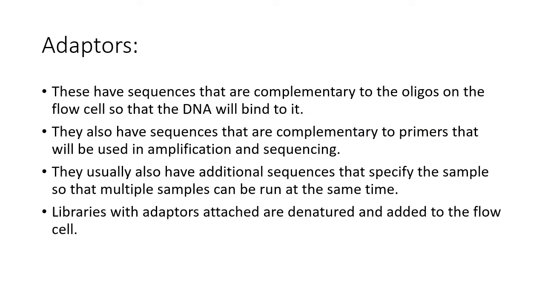Okay, so we need to have sequences that are complementary to the oligos on the flow cell so that the DNA can bind to it. And we also have to have sequencing primers. The additional sequences are basically to specify the sample so that you can have multiple samples at the same time. So we're going to take our libraries with our adapters, denature them, and add them to the flow cell.